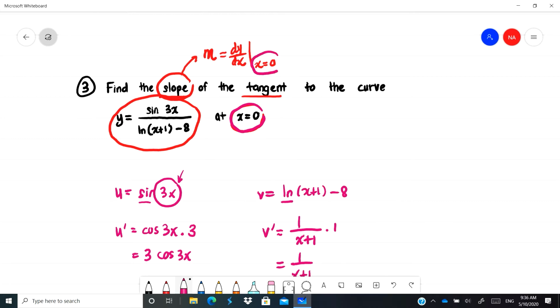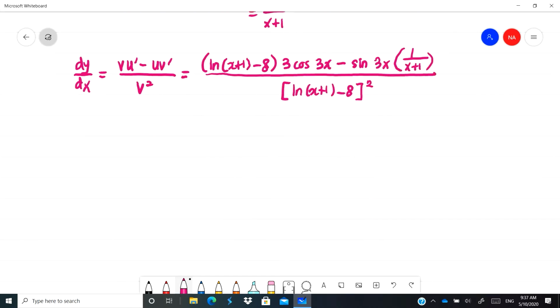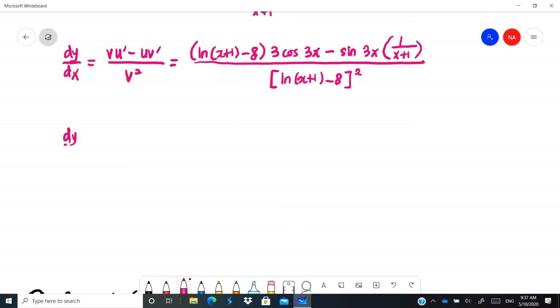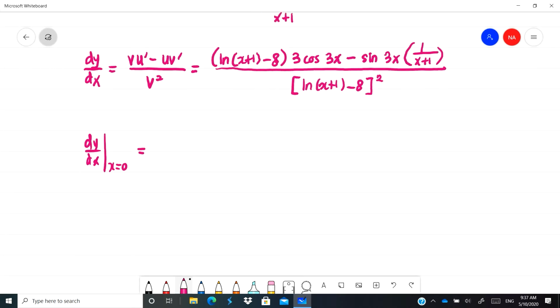So you'll have to substitute the value of x with 0 into which function? Into this dy over dx. All right, so we'll have dy over dx with the value of x which is given by 0. So I'm going to substitute x is 0, so we'll have something like ln of 1 minus 8.